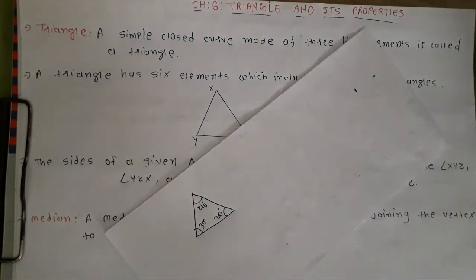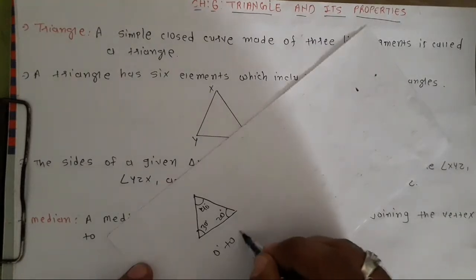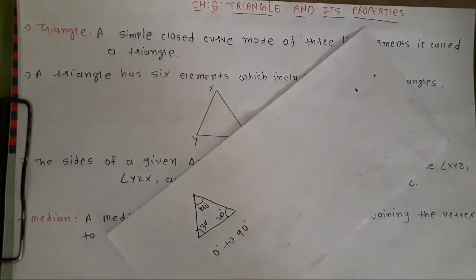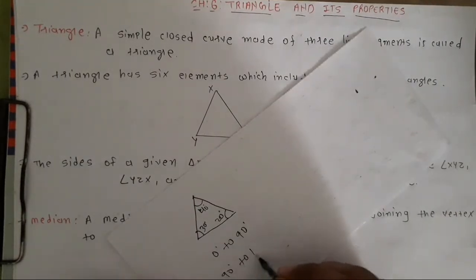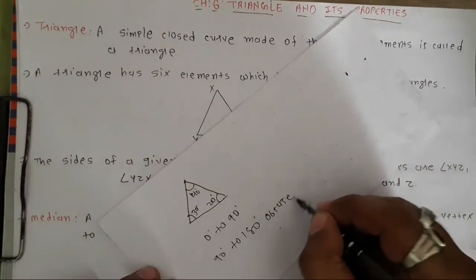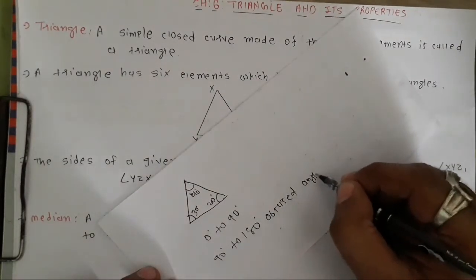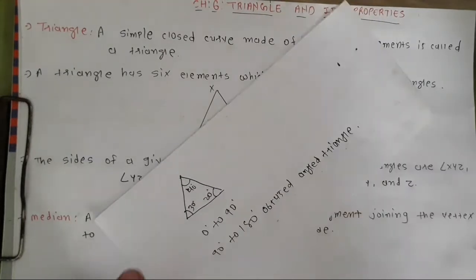So whenever in a triangle the measurement of all three angles is between 0 degrees and 90 degrees, that triangle is called an acute angle triangle. And whenever the measurement of an angle in a triangle is between 90 and 180 degrees, that triangle is called an obtuse angle triangle. So this thing we already studied, what is acute and what is obtuse.